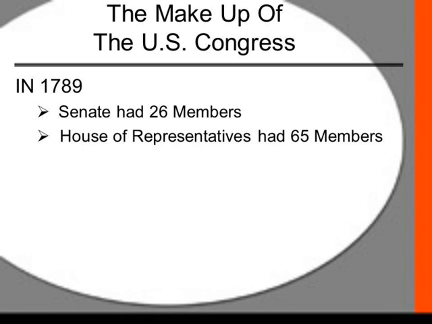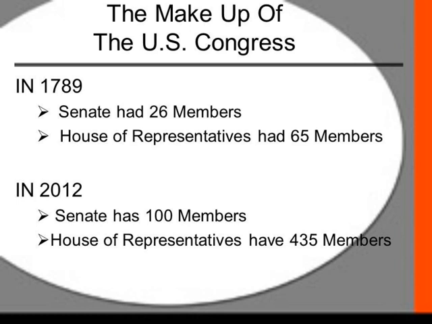Now, we need to realize that by 2012, some things have changed. The United States Senate now has 100 members, and that is simply because we have 50 states, 2 members from each state. The House of Representatives has also changed, though. There are now 435 members in the United States House of Representatives. So there are some pretty significant changes in the size of Congress.